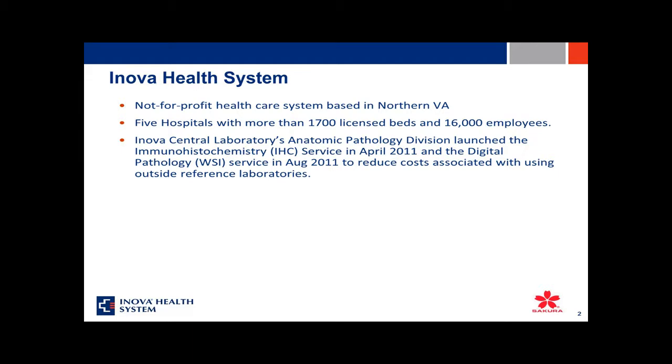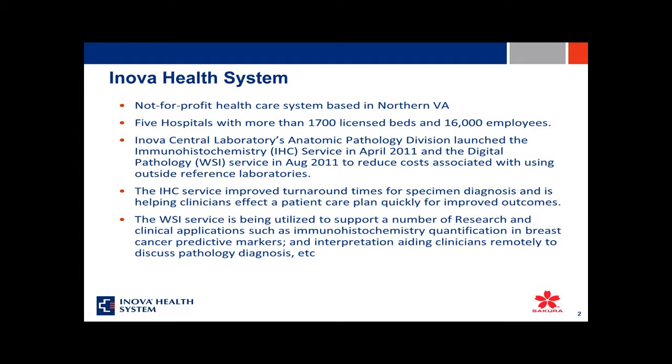The biggest healthcare system in Northern Virginia, a group of 5 hospitals with more than 16,000 employees and 1,700 licensed beds. The Central Laboratories AP division started the IHC service and the digital pathology service, or the whole slide imaging service, in August 2011. This initiative was mainly started to reduce costs associated with using reference laboratories. And the IHC service, since it began in April 2011, we have been getting a lot of positive feedback.